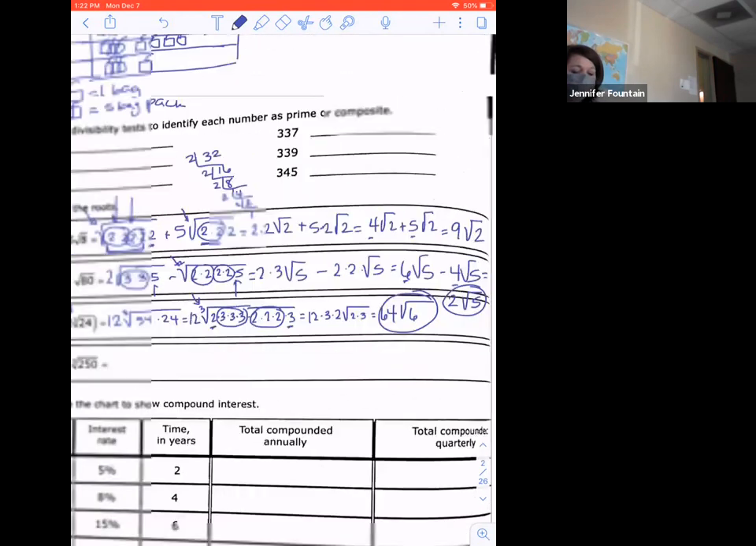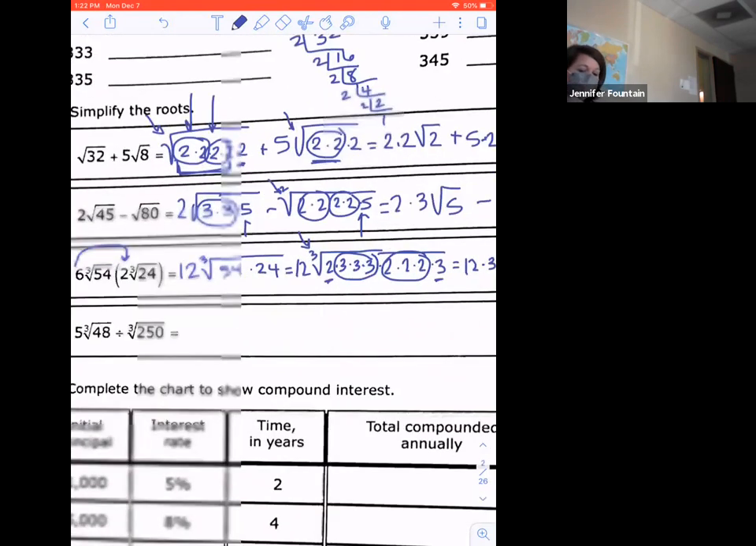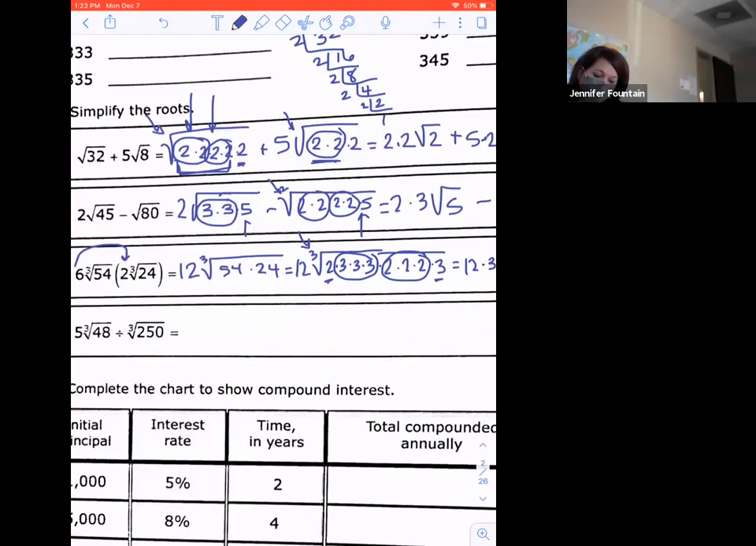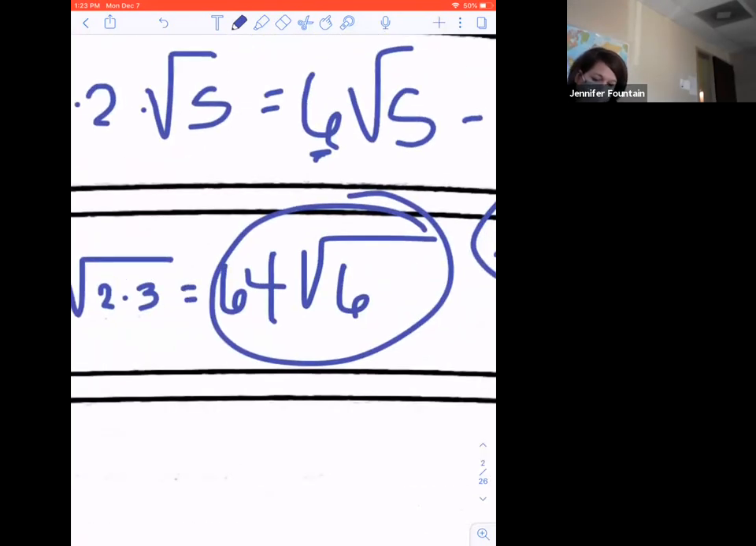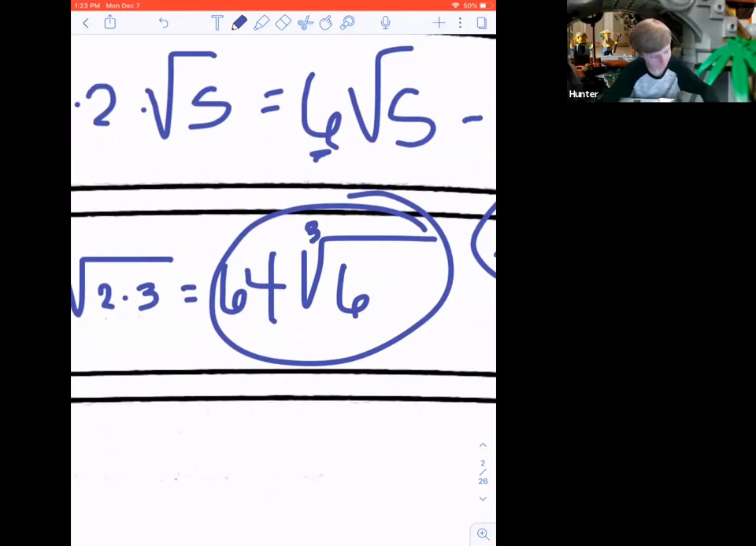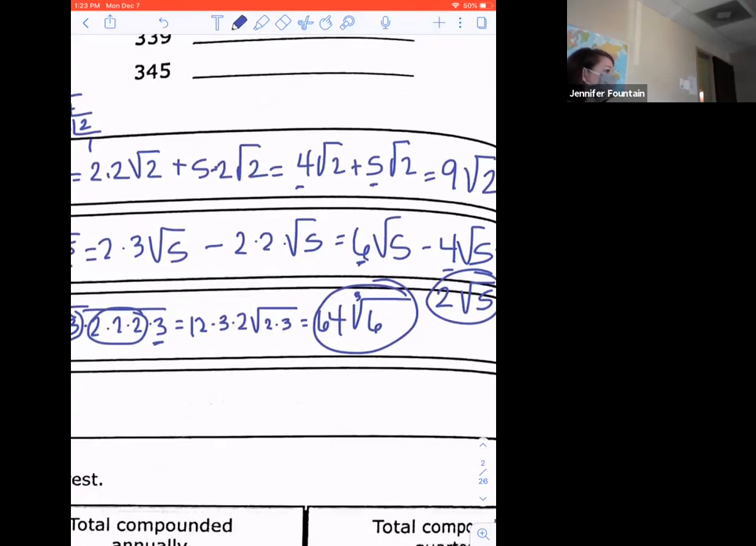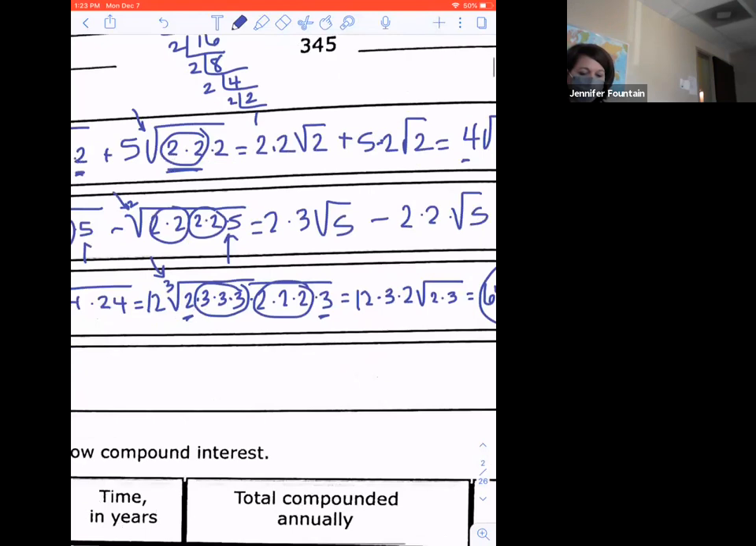I multiplied my whole numbers outside first. And, it needs to be the cubed root. Oh, thank you. I forgot my index. Thank you. The cubed root of 6. Yes. Anytime that I have an index other than 2 that's understood, I have to make sure to write my index in my answer. All right.